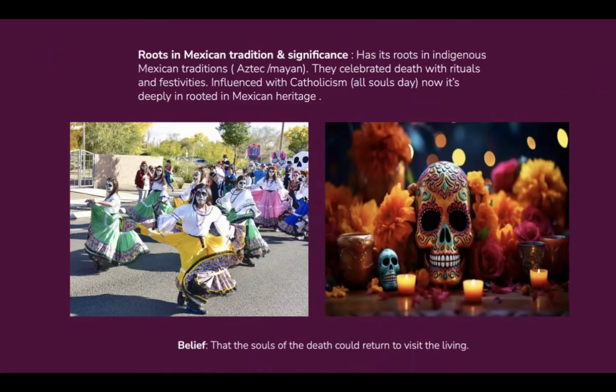So it has its roots in Mexican traditions and a large significance due to it having its roots in indigenous Mexican traditions from the Aztec and the Mayan, which dates back to the pre-Columbian era. So they celebrated death with rituals and festivities, which is influenced with Catholicism, with All Souls Day, and now it is deeply enrooted in Mexican heritage, and it's celebrated across not only Mexico but in the U.S. as well, with it having a strong Chicano support system, with the belief that the deceased really come back to the living during these 2 days.